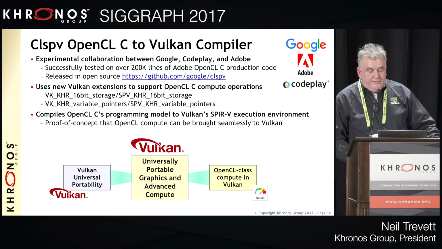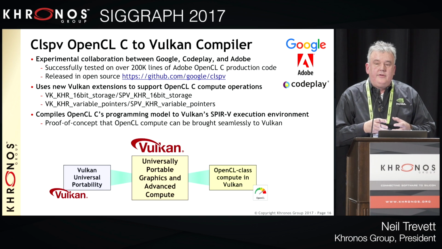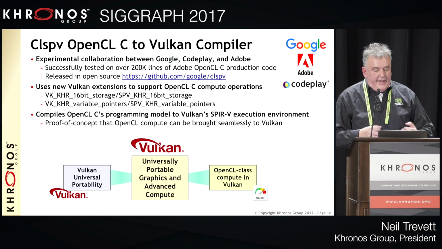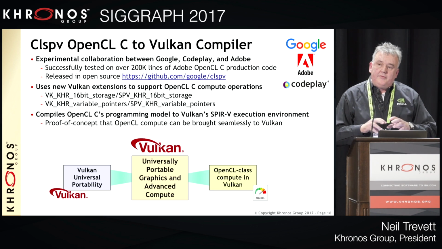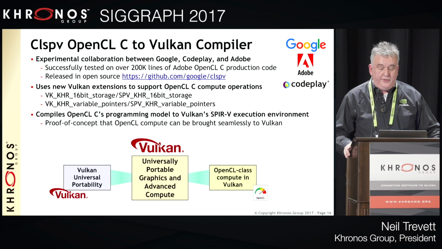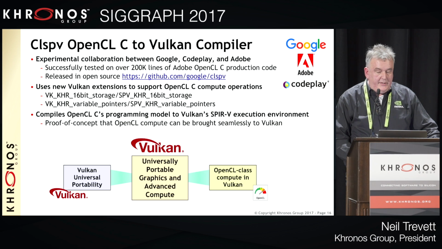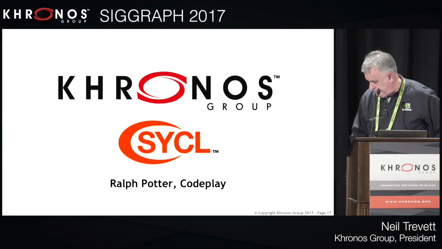So going forward, for a class of people that want compute in Vulkan, and Vulkan can be universally available through the Portability project, Vulkan, for many devices, can provide universal graphics and compute everywhere. So for some folks, that's going to be interesting. All right, so that's the OpenCL update. Let me hand it over to Ralph.